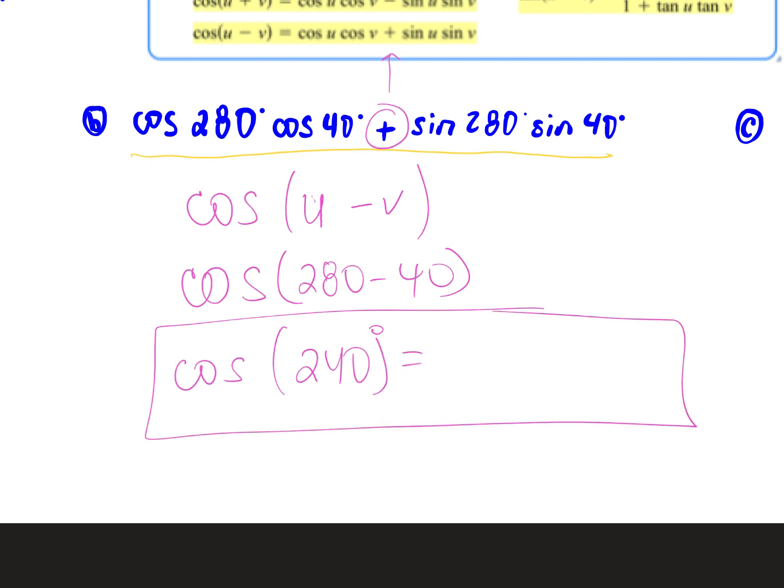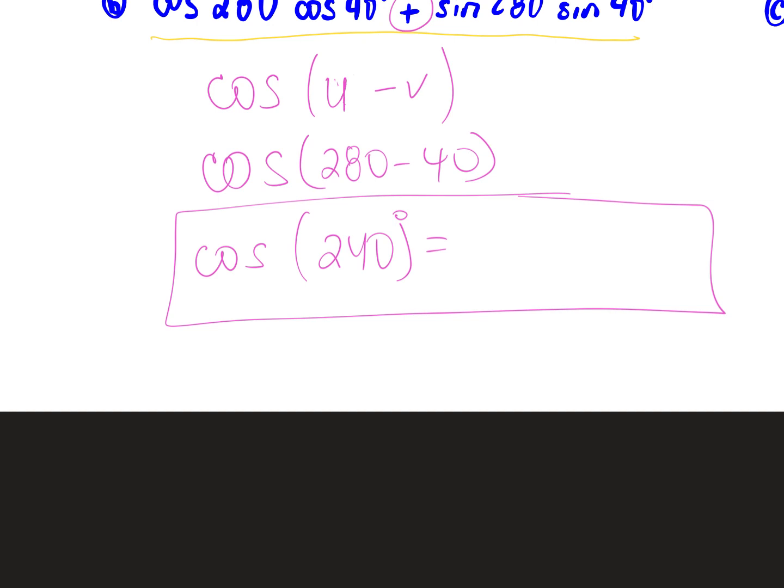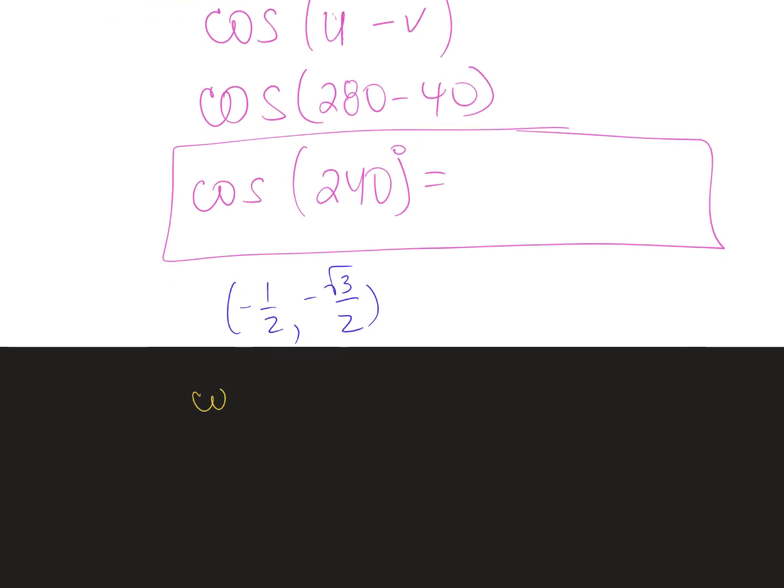So now we're going to evaluate it. What is the ordered pair at 240? Negative 1/2 and negative root 3 over 2. Okay, perfect. And then cosine is what value? The x. So what is the cosine of 240 degrees? Negative 1/2.